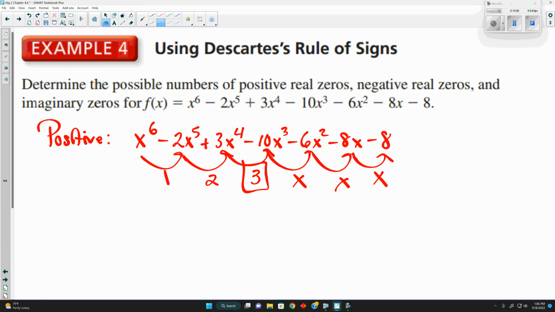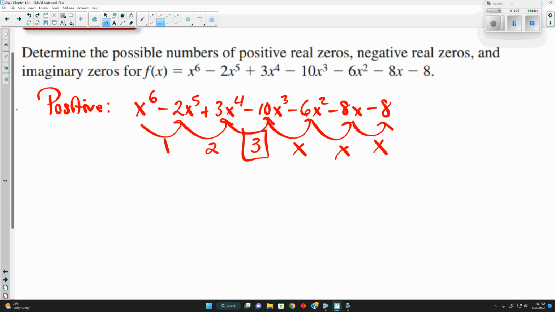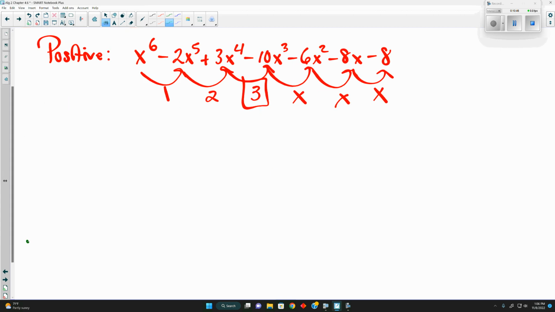Questions on this here? Now we did say or less than it by an even number. Well, what's the smallest even number we can have? 2. 0 is not even or odd, so 2. So we could say, well, what's 2 less than 3? 1. So how many positive zeros could we have? 3 or 1. We have one or the other, yes? Now, if it was a bigger number, if we said 10, well, it could be 10, 8, 6, 4, 2, 0. Questions on this so far? Not too bad. Ready for negative.